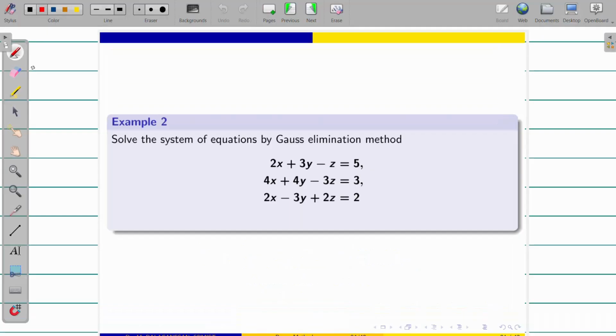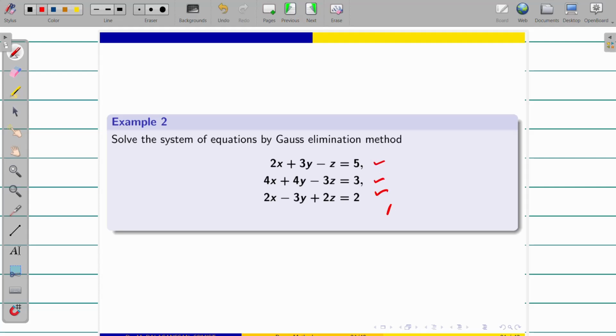This video is the continuation of the Gauss elimination method. Here I have chosen two more problems for your better understanding. Solve the system of equations by the Gauss elimination method. There are three equations in the system.